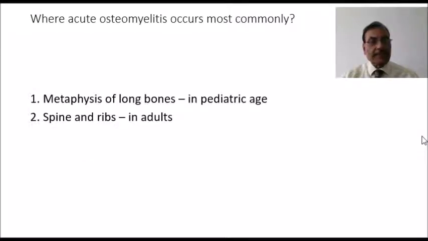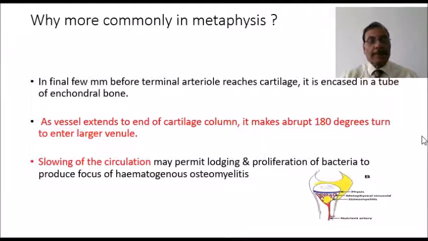Now let us see which part of the long bone is affected most commonly in the case of acute osteomyelitis. It is the metaphysis of the long bone in pediatric cases, whereas in adults, it is the spine and the ribs. Now let us see why it is most common in the metaphysis.